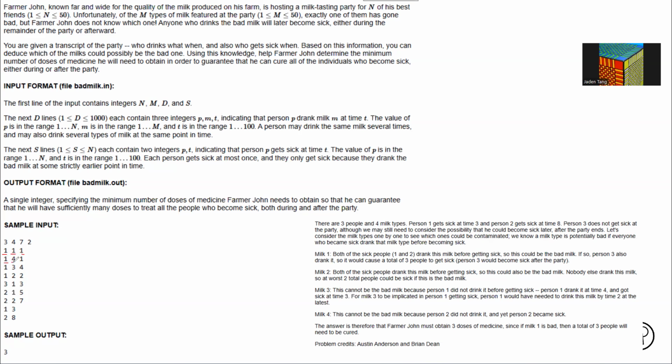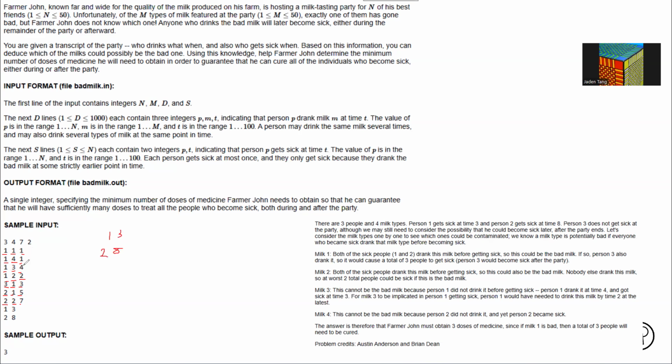Person one also drank milk four at time one. Person one drank milk three at time four. Person one drank milk two at time two. Person three drank milk one at time three. Person two drank milk one at time five. And person two drank milk two at time seven. And we are given that person one got sick at time three and person two got sick at time eight.